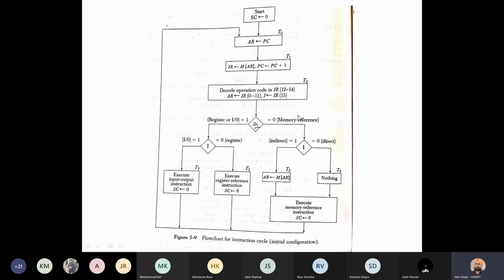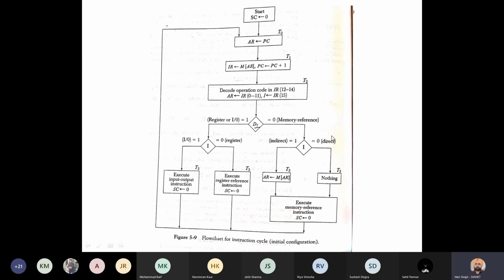Means the data which is to be manipulated is available in memory. Further, there are 2 methods to read information from memory. One is by using direct addressing and second is by using indirect addressing. So it is decided by I bit. So I bit is called as indirect bit. So if this bit is 0, then the direct addressing will be used to read the information from memory.